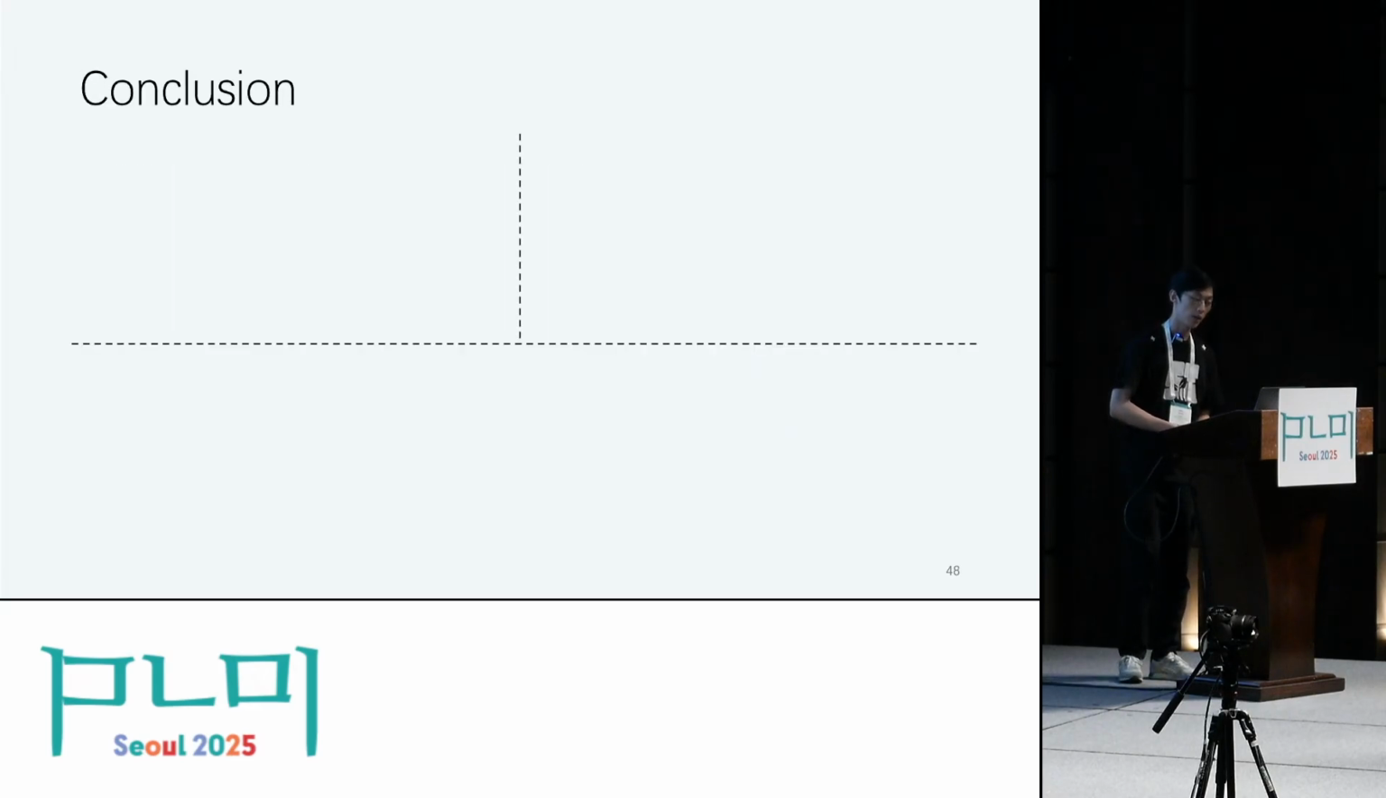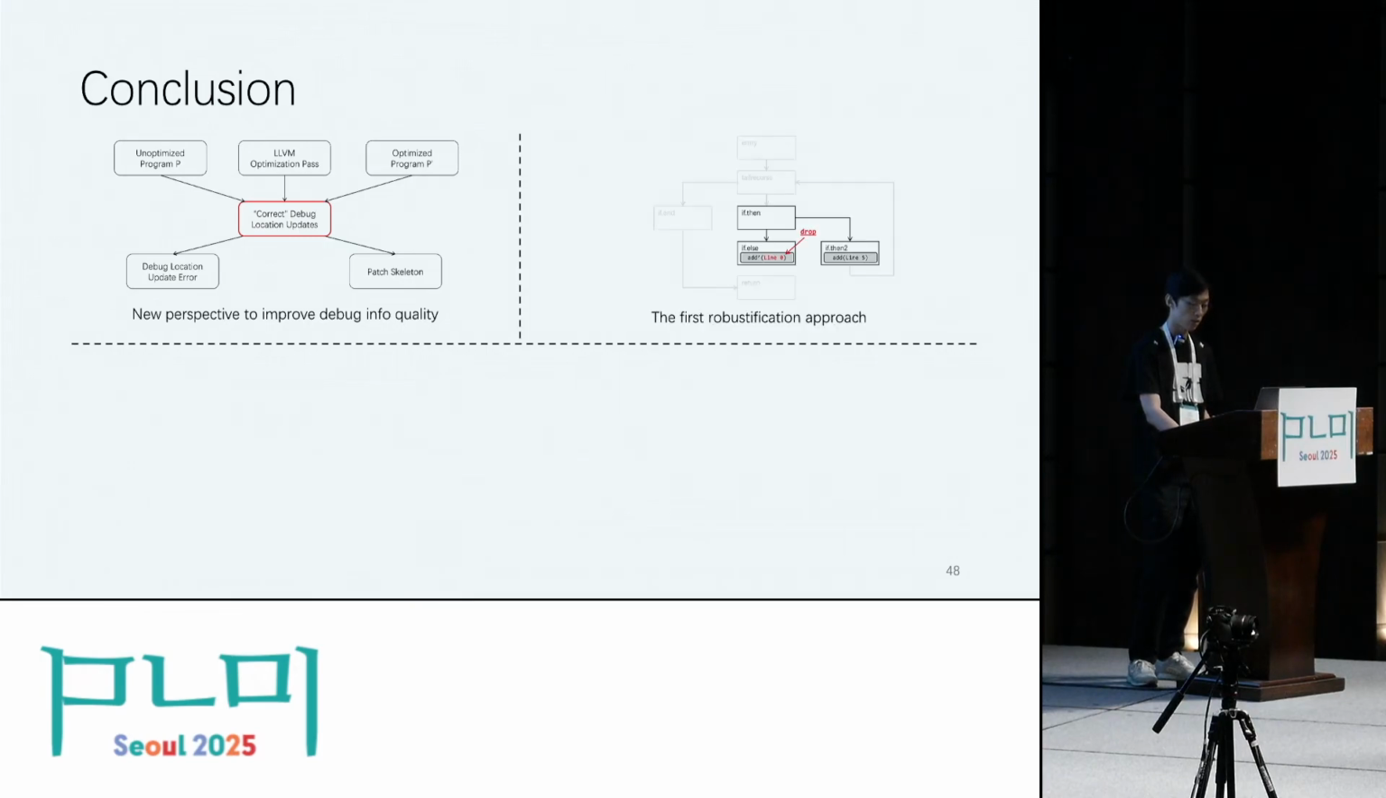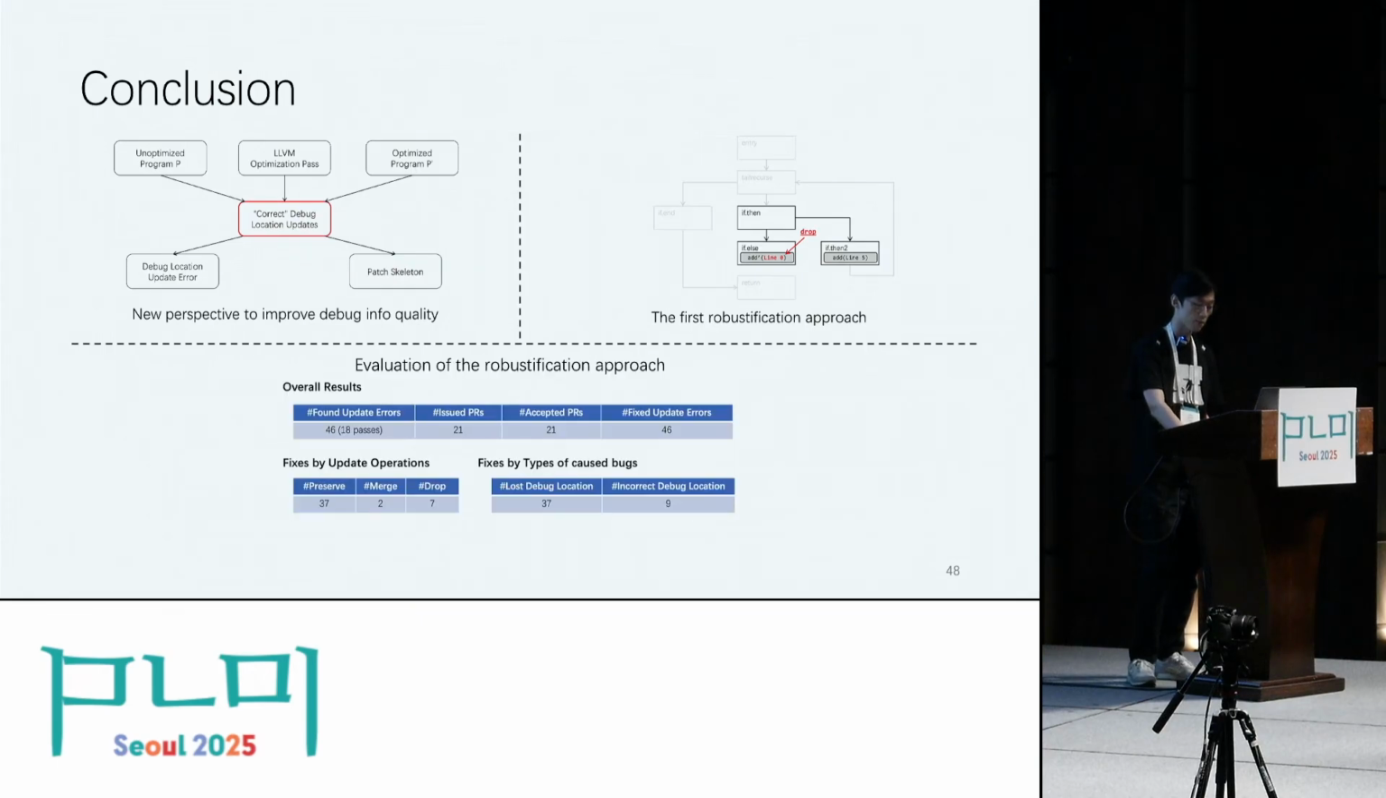To sum up, we improved debug information quality from a new perspective. Instead of testing, we robustify debug location updates while analyzing both compiler optimizations and LLVM IR programs. To achieve that goal, we designed the first robustification approach, of which the core is control flow conformance analysis for determining the correct update operations. Finally, we evaluated the implemented tool Mintalog, helping find and fix 46 debug location update errors in LLVM. Thank you for listening. That's all.